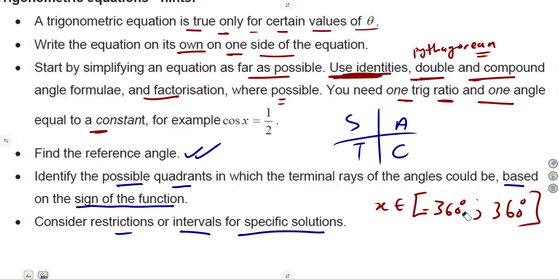If the interval is from -360 to 360, then your answer cannot be 540. You say x is equal to 720? No, that cannot happen, unless the interval contains that 540 degrees or 720 degrees. So you must be very careful when attempting your questions.